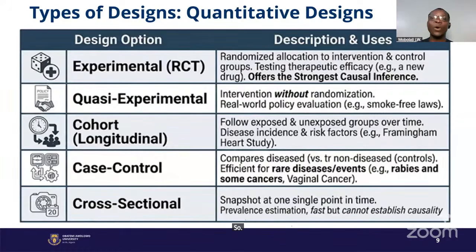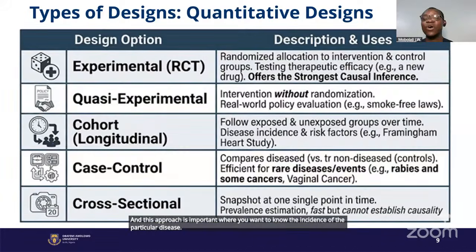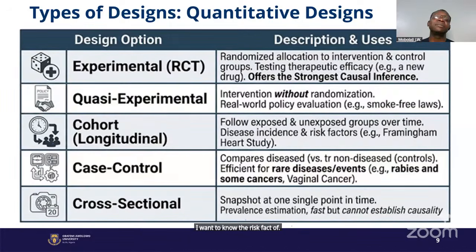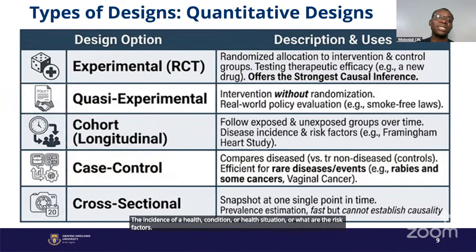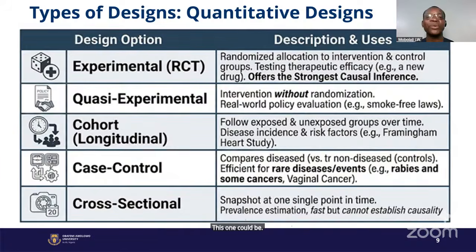This approach is important when you want to know the incidence of a particular disease, or you want to know the risk factors of a particular disease, or the incidence of a health condition or health situation, or what the risk factors are. So cohort design could be very useful in dealing with this.